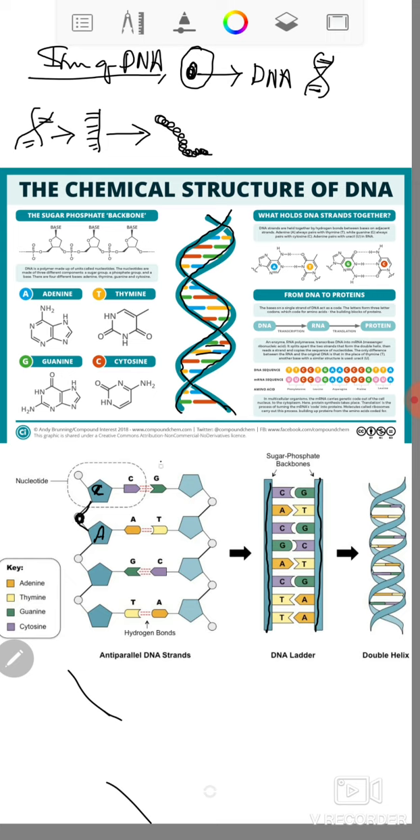Now in this strand you can see adenine and thymine. These are attached by hydrogen bonds. These bonds are called hydrogen bonds, and this is called a phosphodiester bond.